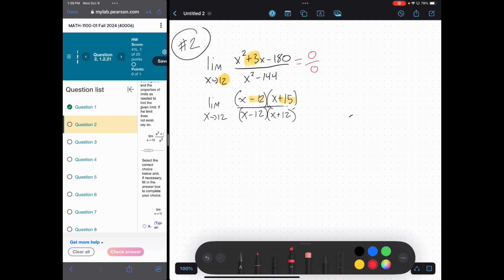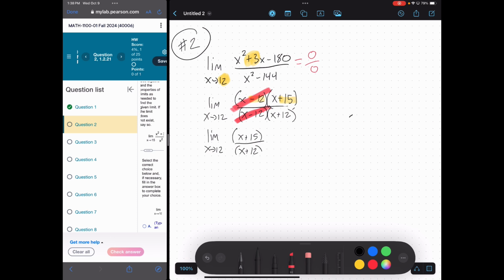So now that we've factored it, the x minus 12s cancel out, which is exactly what we wanted to happen. We wanted the discontinuity to cancel out. And so now what are we left with? We're left with the limit as x approaches 12 of x plus 15 over x plus 12.